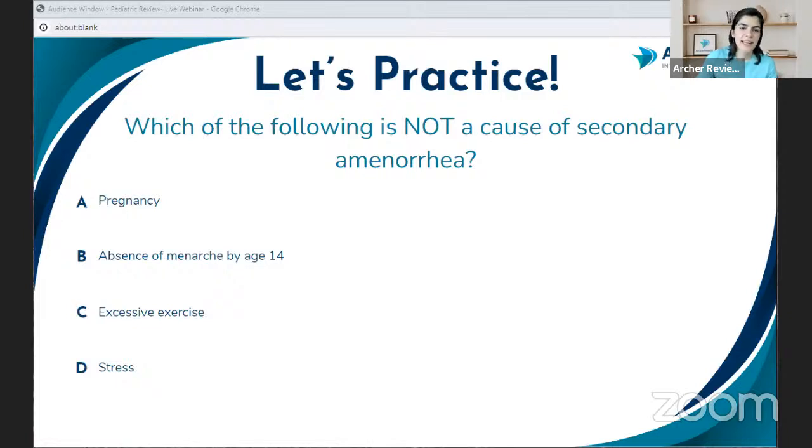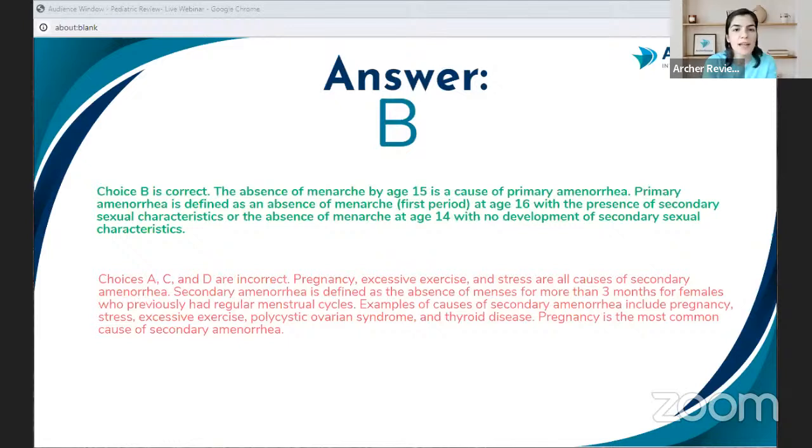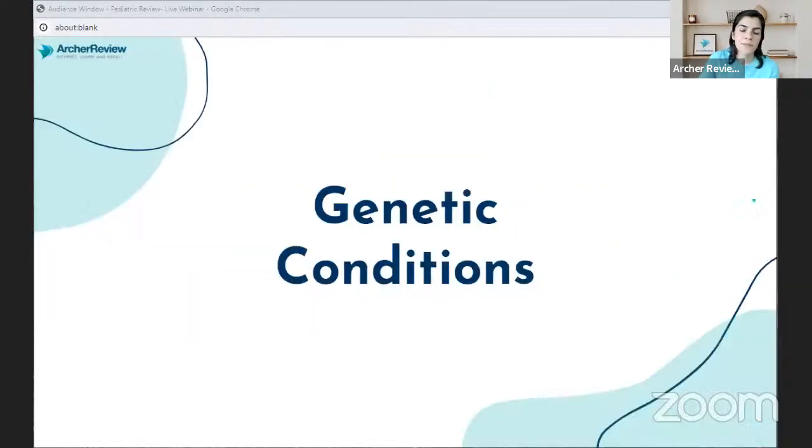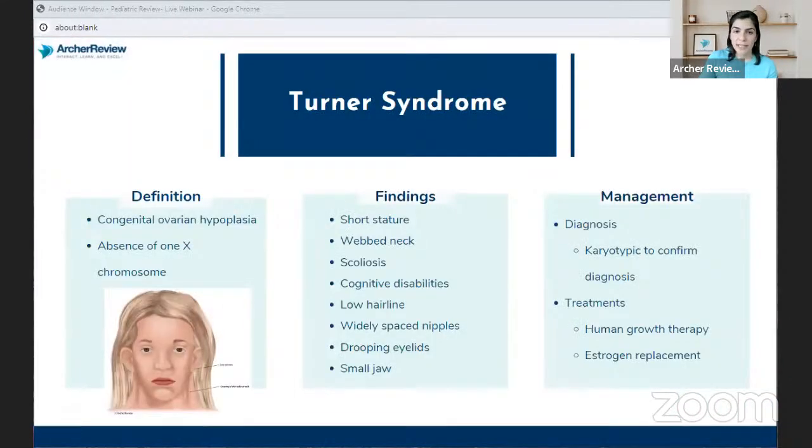Yes, thank you, Andrea. B, so the absence of menarche by age 15 is a cause of primary amenorrhea, not secondary, right? The other ones are all secondary: pregnancy, excessive exercise, stress. Those are all causes of secondary amenorrhea. So good job. All right, so genetic conditions.